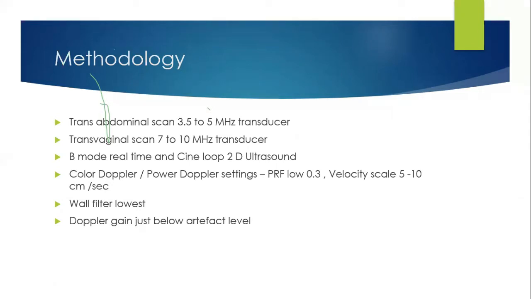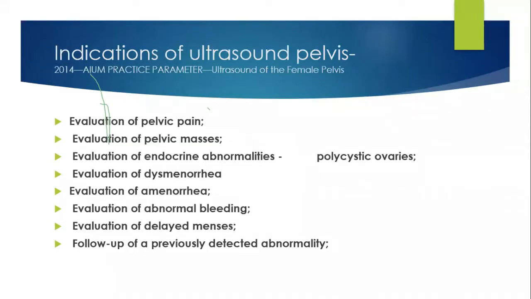Those who haven't attended our physics class or are thinking of joining us must understand that knobology is a very important class before we actually start doing an ultrasound. For color Doppler usage in gynecology, we need to keep the PRF very low, about 0.3, which catches the velocity range of the vessels at 5 to 10 centimeters per second. Then we need to keep the wall filter also at the lowest, and the Doppler gain just below the artifact level.